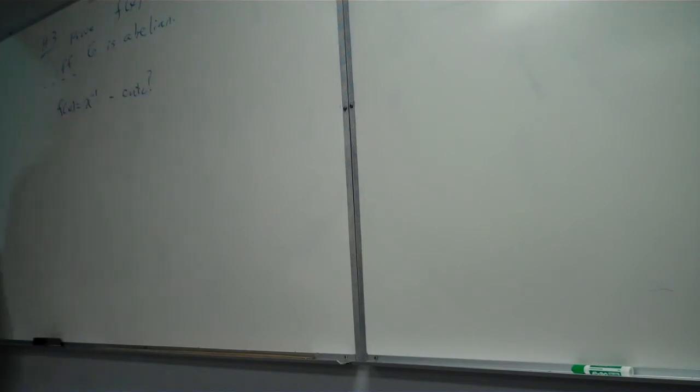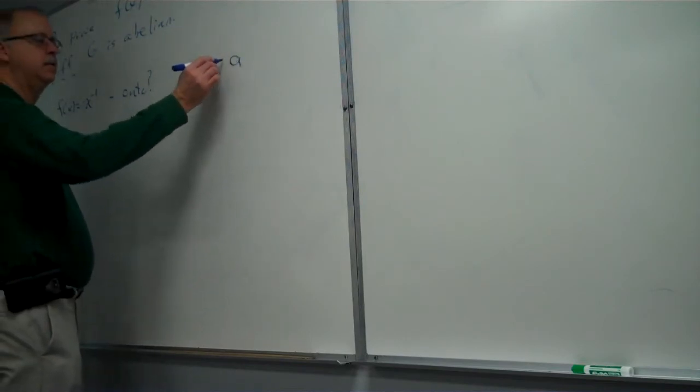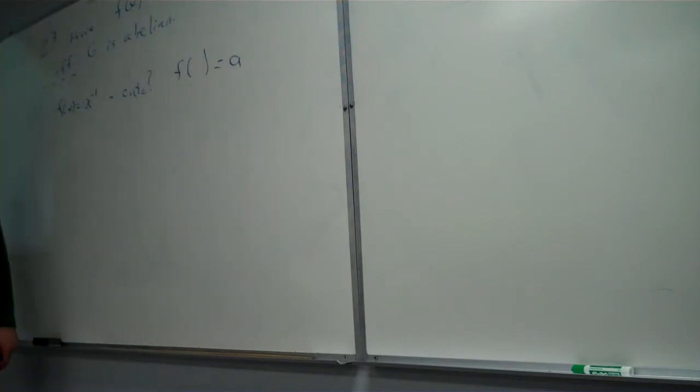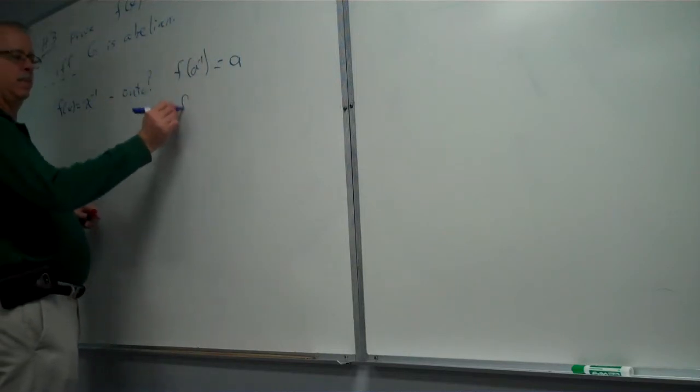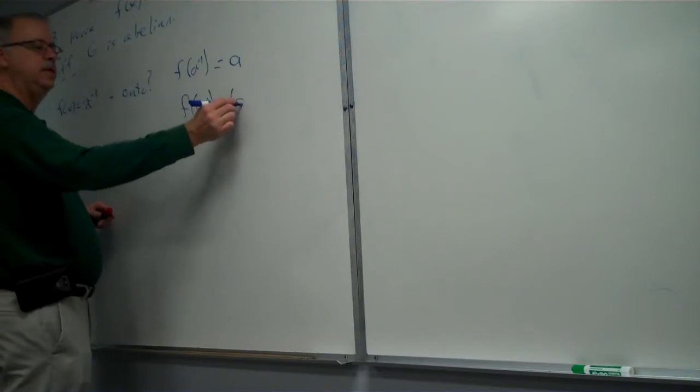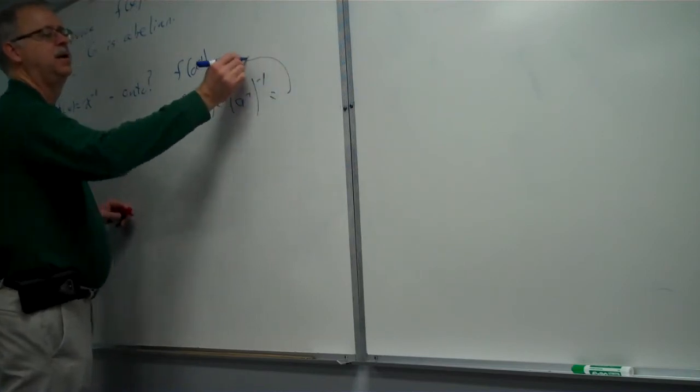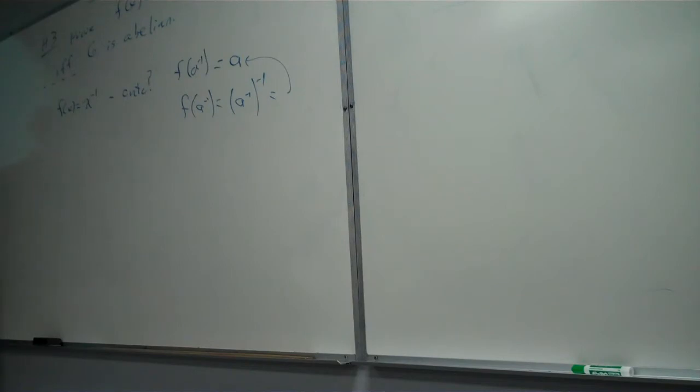Do we think that mapping's onto? Do we get every possible output? If I want to know what maps to A, can anybody think of something that we know would map to any potential output? A inverse. F of A inverse would be the inverse of A inverse, which is A. So it is onto. We do get every possible output.